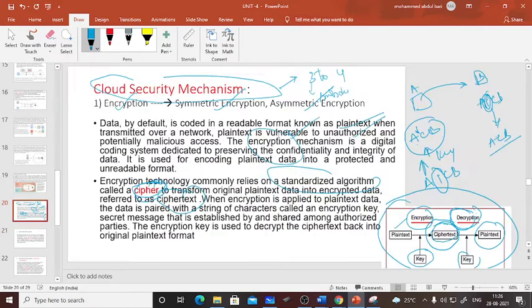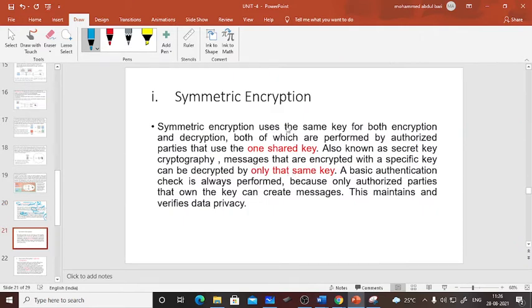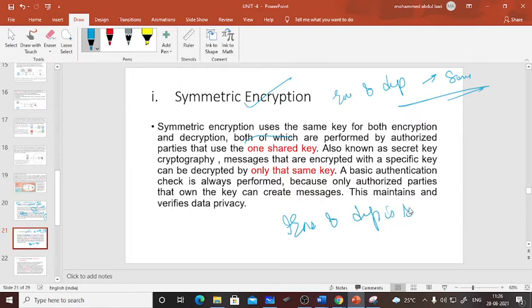Symmetric, as I told you, is one of the two parts. What do you mean by symmetric mechanism? The encryption key and the decryption key are the same. Remember, there is only one point: a shared key. Symmetric encryption uses the same key for encryption and decryption, both performed by authorized parties. They share the keys.